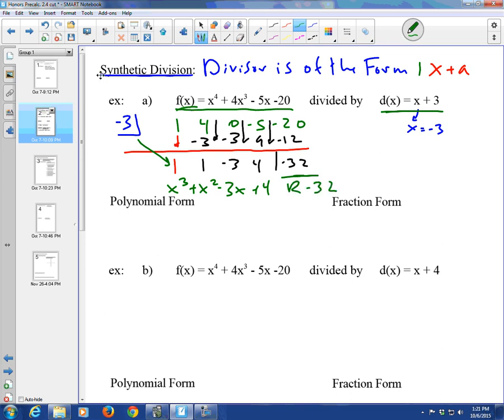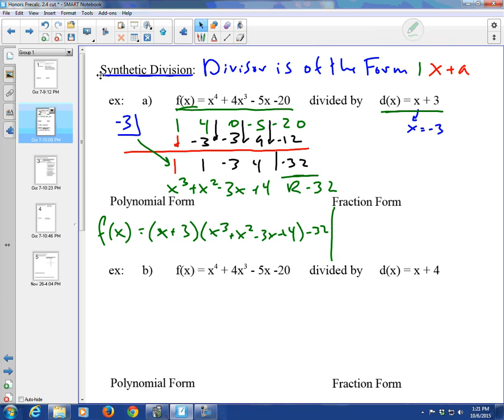Now, just like with polynomial long division, there are 2 ways we can write this. We can write this in polynomial form, which would be a representation of our f of x as the multiplication of our divisor, x plus 3, times our quotient, x cubed plus x squared minus 3x plus 4, and then plus our remainder, which is a negative 32, so we could really say minus 32.